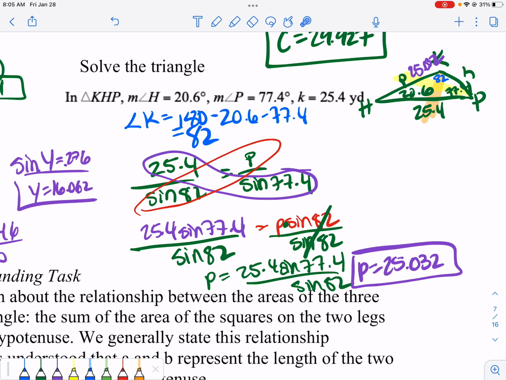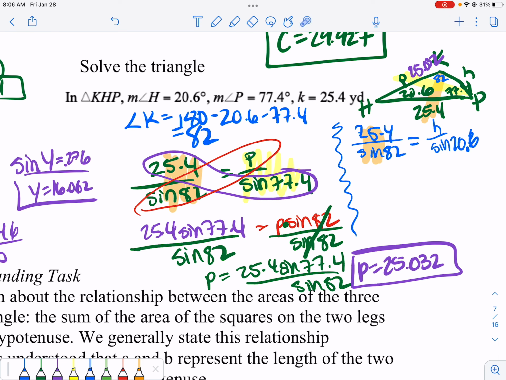So instead, I have to do the law of sines again. You can use the ratio that you just came up with, the 25 and the 77.4, but I generally prefer to use the one that was already given to us. I forgot to color coordinate these for you. I like to use my original one, which is the orange ratio instead of the yellow ratio. So I'm going to do 25.4 over the sine of 82 equals, and this time I'm looking for H, so H over sine 20.6.